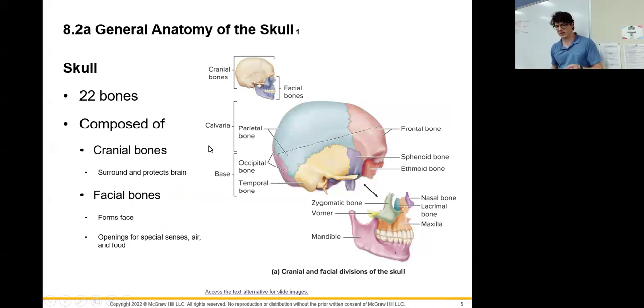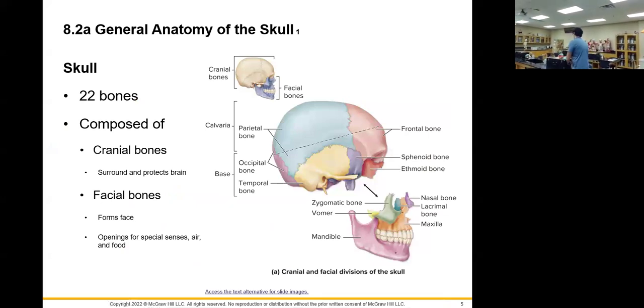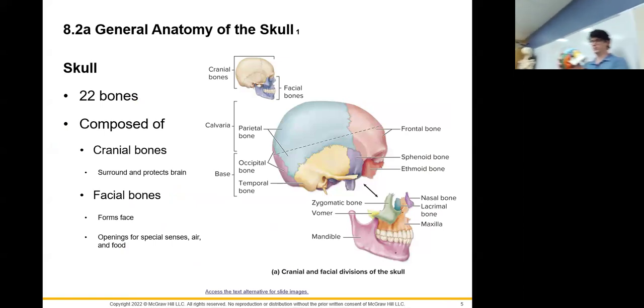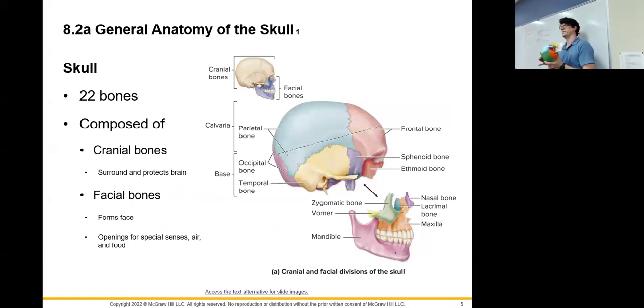Now, when we look at the skull, it is composed of 22 bones. Okay, it sounds like a lot. It's really not, but 22 bones right here. Okay. Now, we're going to further break down the skull and those 22 bones into two main functional groups. We have the cranial bones and we have the facial bones.